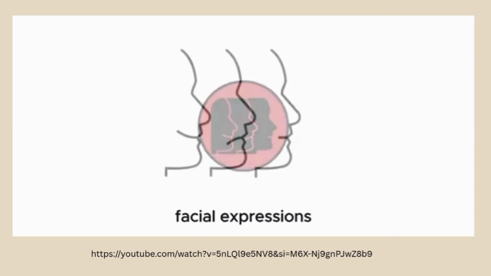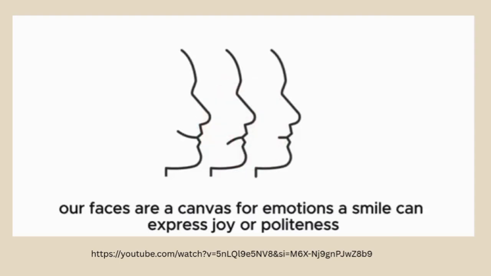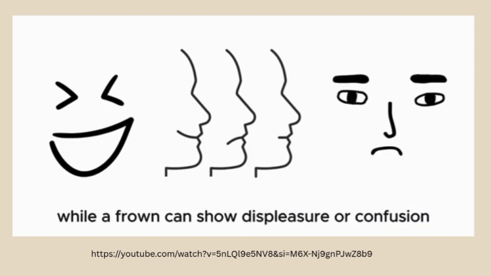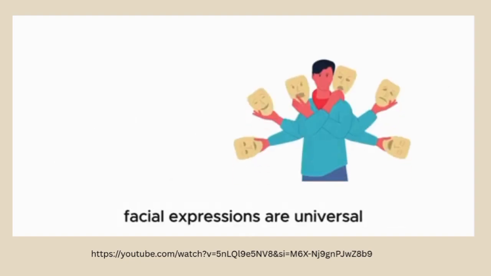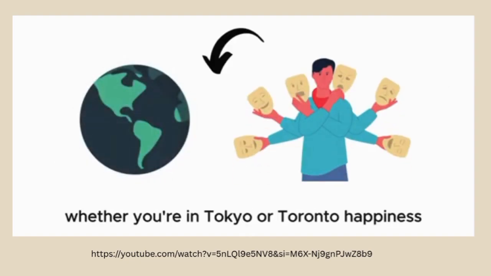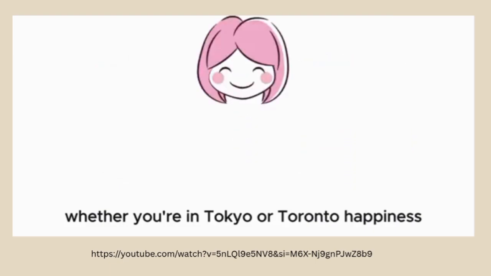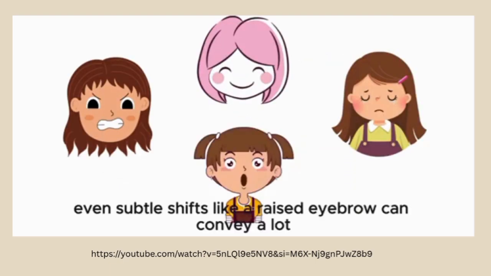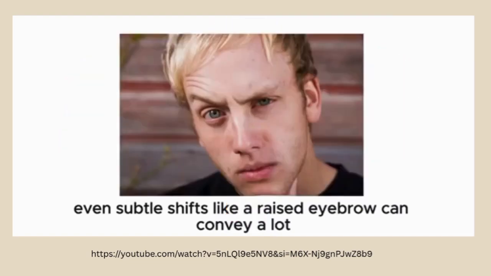Facial expressions. Our faces are a canvas for emotions. A smile can express joy or politeness, while a frown can show displeasure or confusion. Facial expressions are universal. Whether you're in Tokyo or Toronto, happiness, anger, sadness, and surprise are understood without words. Even subtle shifts like a raised eyebrow can convey a lot.